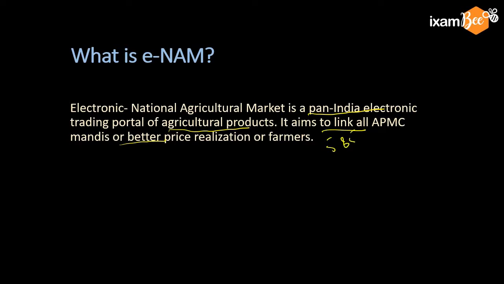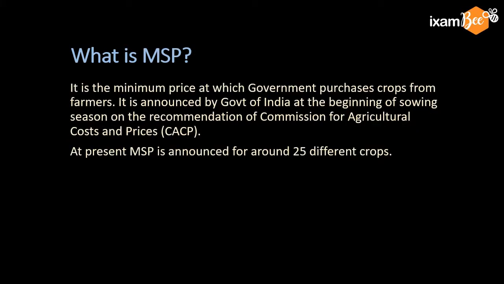There are 585 APMC mandis, so you can remember this with the number of districts. This number is fewer than the total number of districts in the country. So you can say on an average in a bigger district there is one agriculture mandi. And what is MSP? MSP is minimum support price. So it is the price at which the government purchases crops from the farmer. Government purchases crops from the farmers at this minimum price, and it is announced by the government at the beginning of the sowing season.